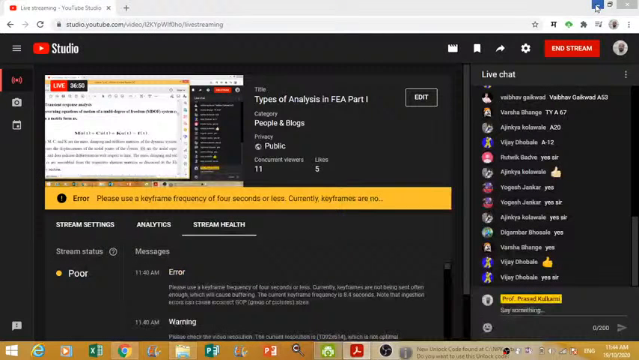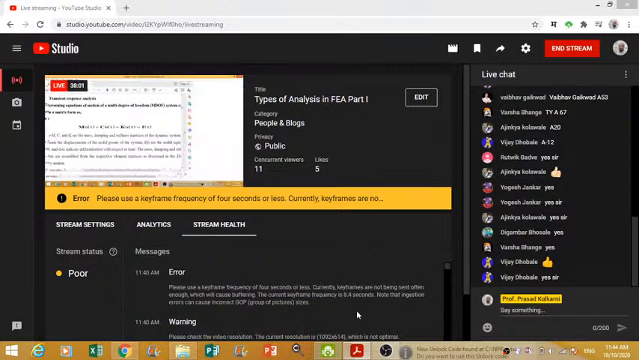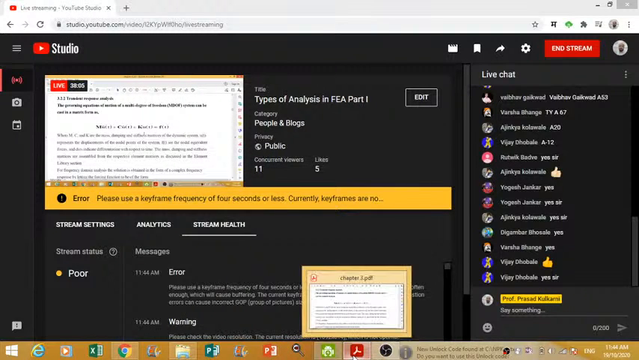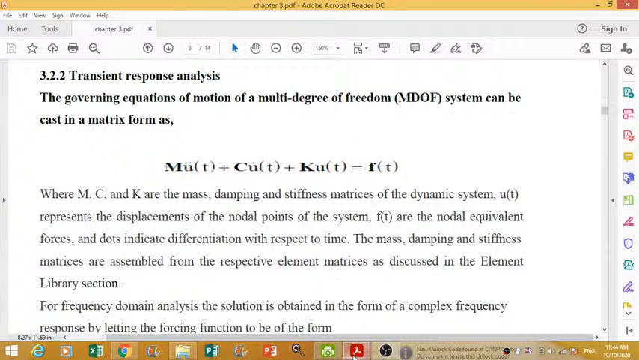Apart from this, there are a lot of applications of transient type of analysis. See, one more thing: a ceiling fan at our home, you can take it for the dynamic or transient type of analysis. Wheel rims, you can take it for dynamic type of analysis.